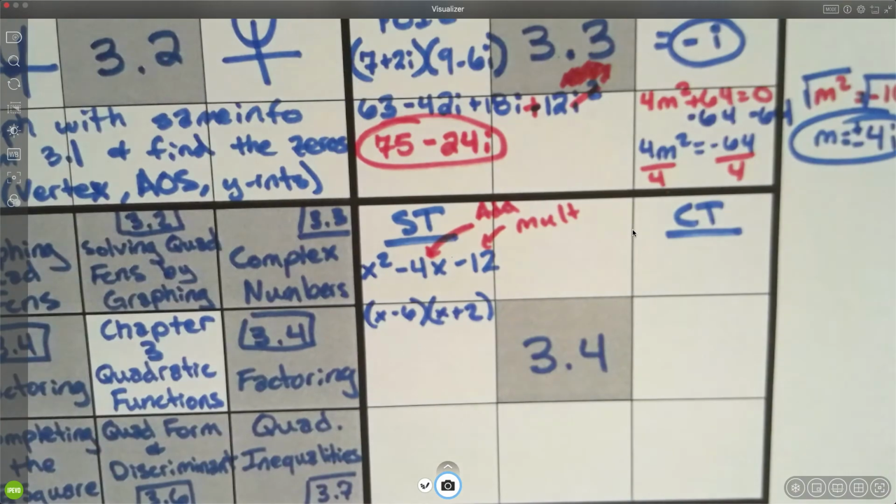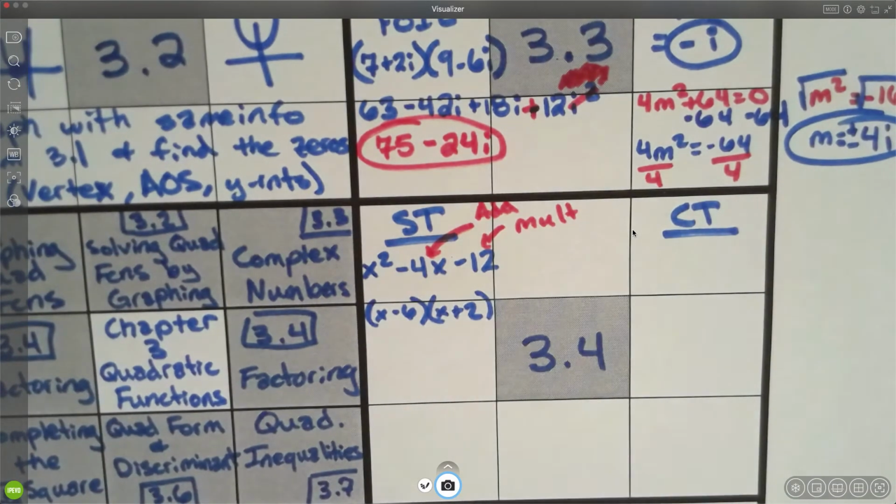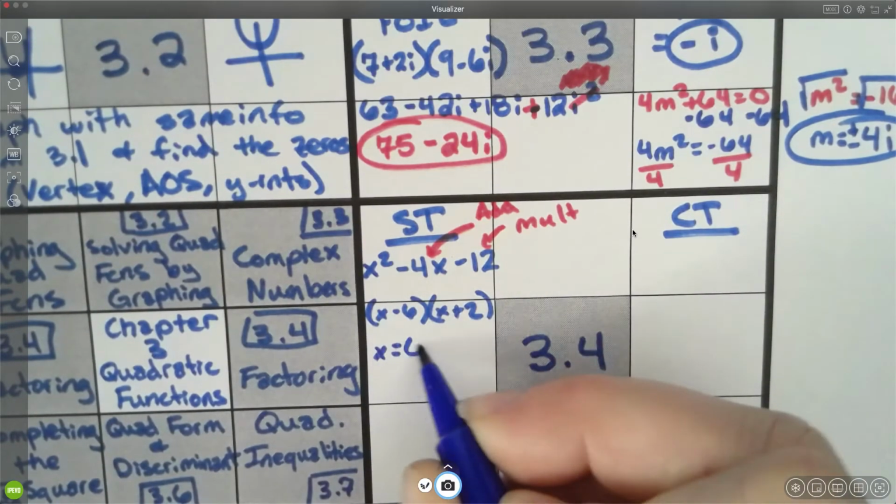Is negative 6 times 2 negative 12? Yeah. Is negative 6 plus 2 negative 4? Yes, now what? Oh, it's x equals 6, x equals negative 2. You betcha. There you go.